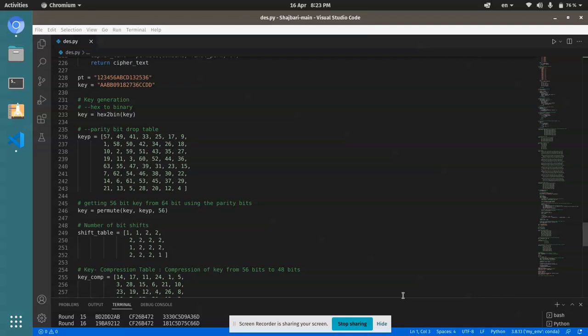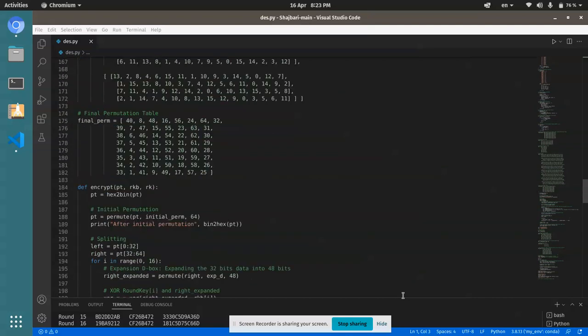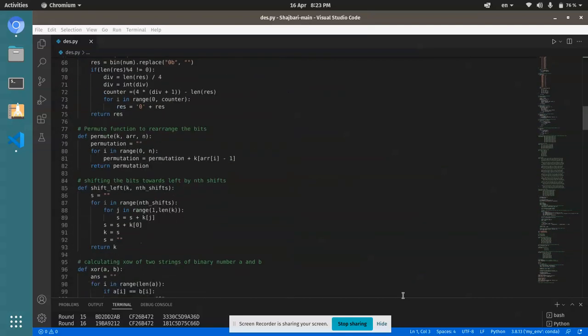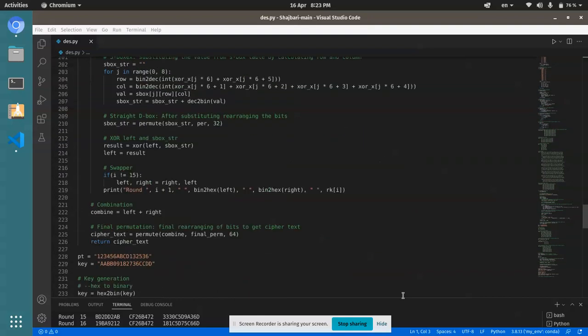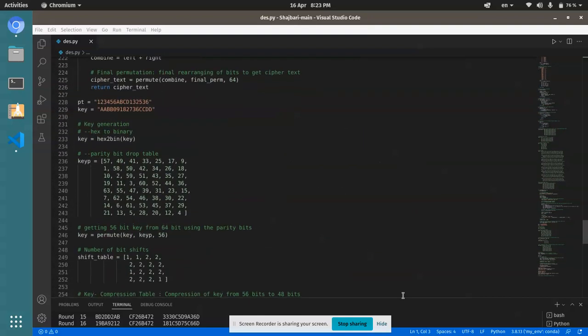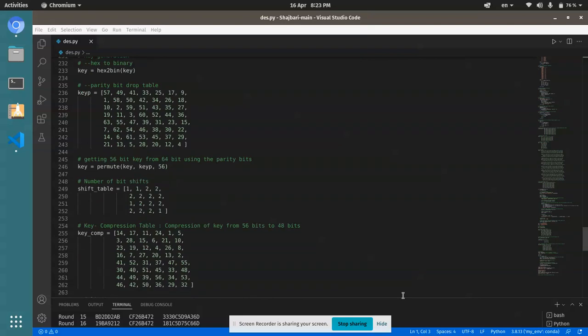For this, the 56-bit key is divided into two halves, each of 28 bits. These halves are circularly shifted. Depending on the round, for example, if the round number is 1, 2, 9, or 16, the shift is done by one position. For the other rounds, the circular shift is done by two positions. The number of key bits shifted per round is shown in the code.